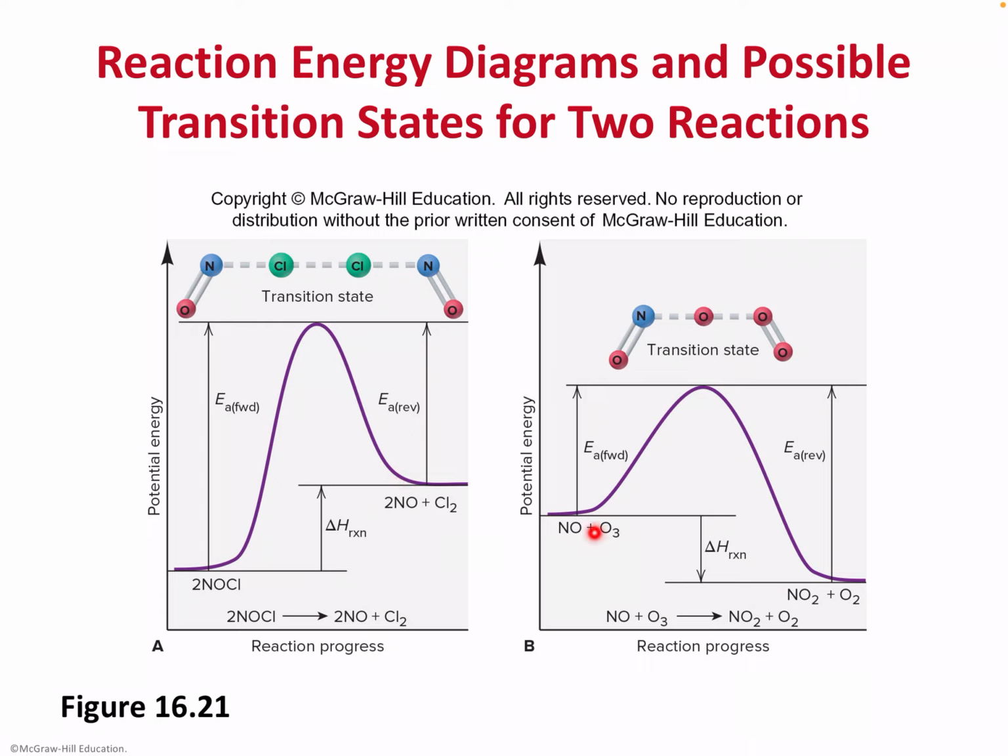And another reaction, NO plus ozone. Forward reaction transition state, activation energy, and this is the activation energy for the reverse reaction. And this is an exothermic reaction because the products have lower energy compared to the reactants. And this is the delta H.